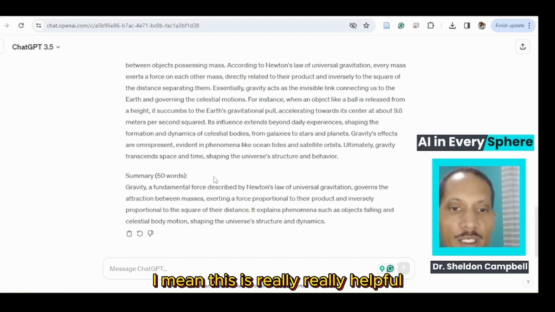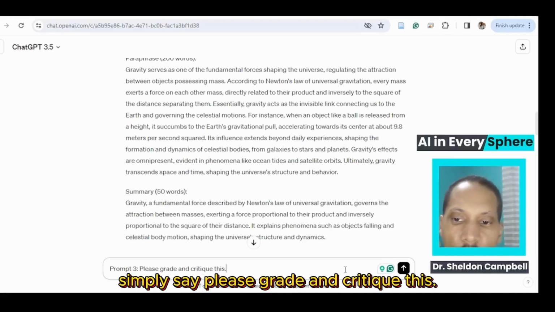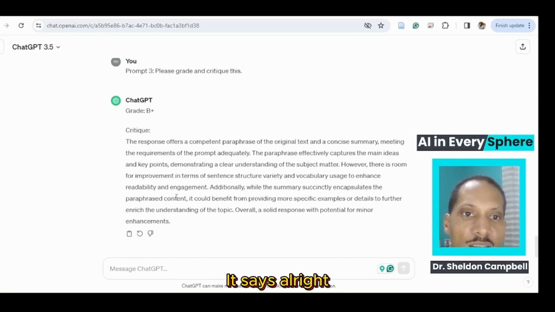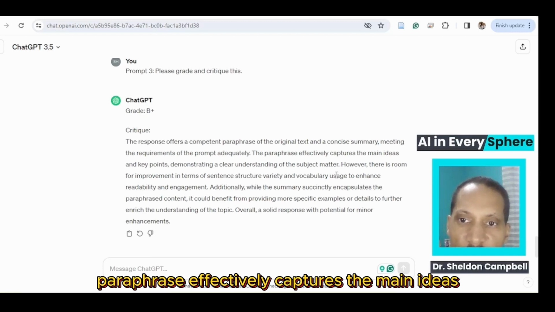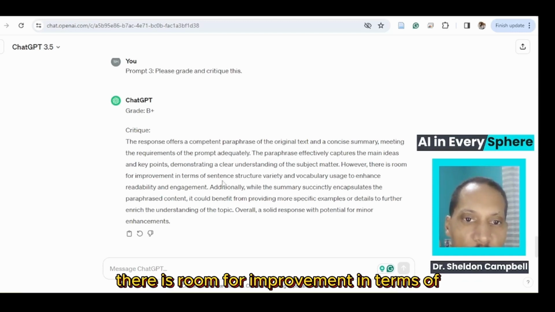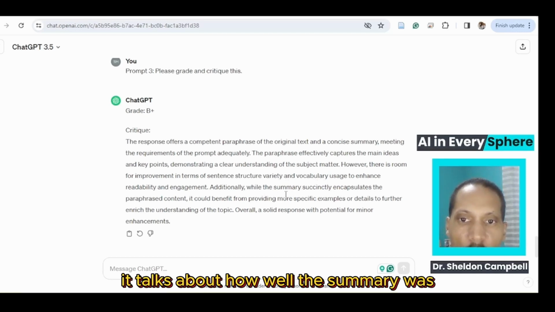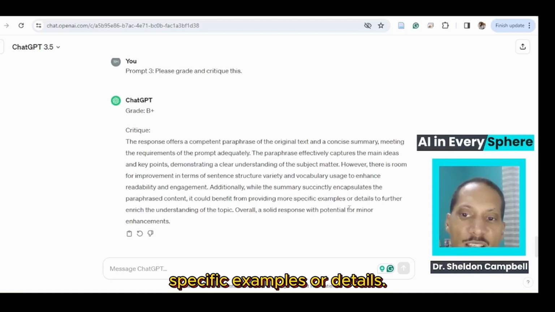This is really helpful. Alright, for prompt 3 we're going to simply say please grade and critique this. Alright, so let's see what the result is. It says, alright, this is a B+, and then right here it talks about how the paraphrase effectively captures the main ideas, but it says, however, there is room for improvement in terms of sentence structure, variety, vocabulary usage. And then right here again it talks about how well the summary was, but then it also says it could benefit from specific examples or details.